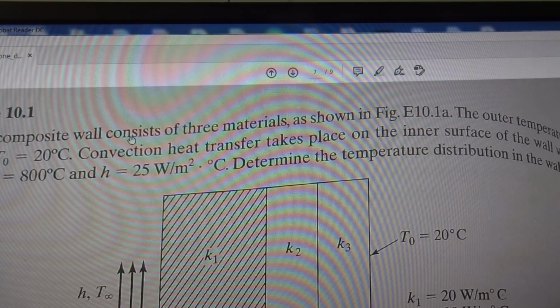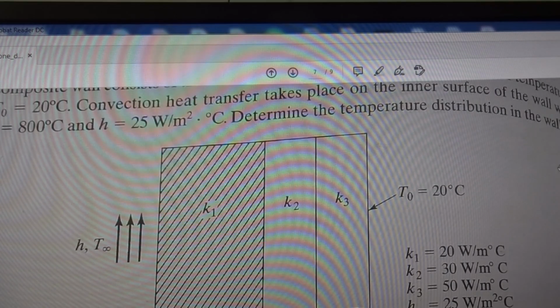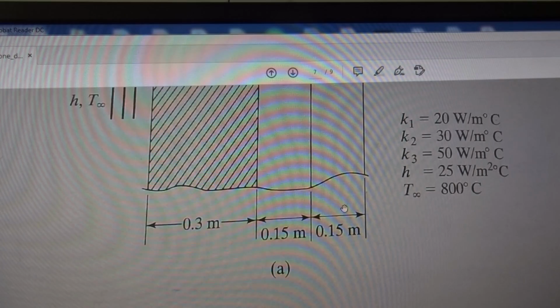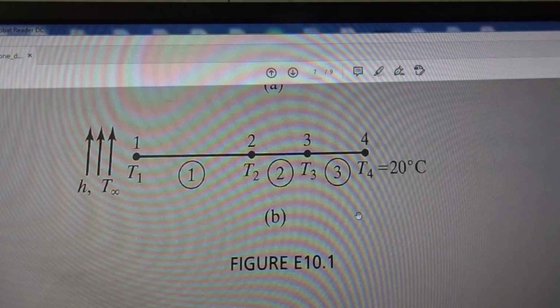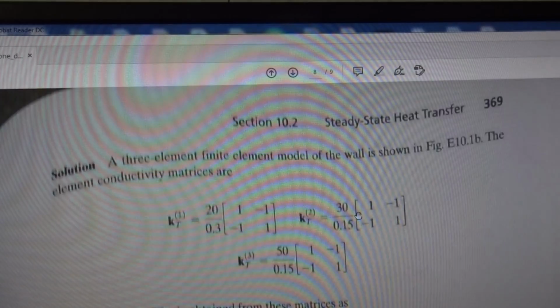A composite wall consists of 3 materials as shown in the figure. The outer temperature T0 is equal to 20 degrees. Convection heat transfer takes place on the inner surface of the wall with T is equal to 800 degrees centigrade, h is equal to 25 watt per meter square. Determine the temperature distribution of the wall. K1, K2, K3 are given, these distances are given. So you can solve it yourself.